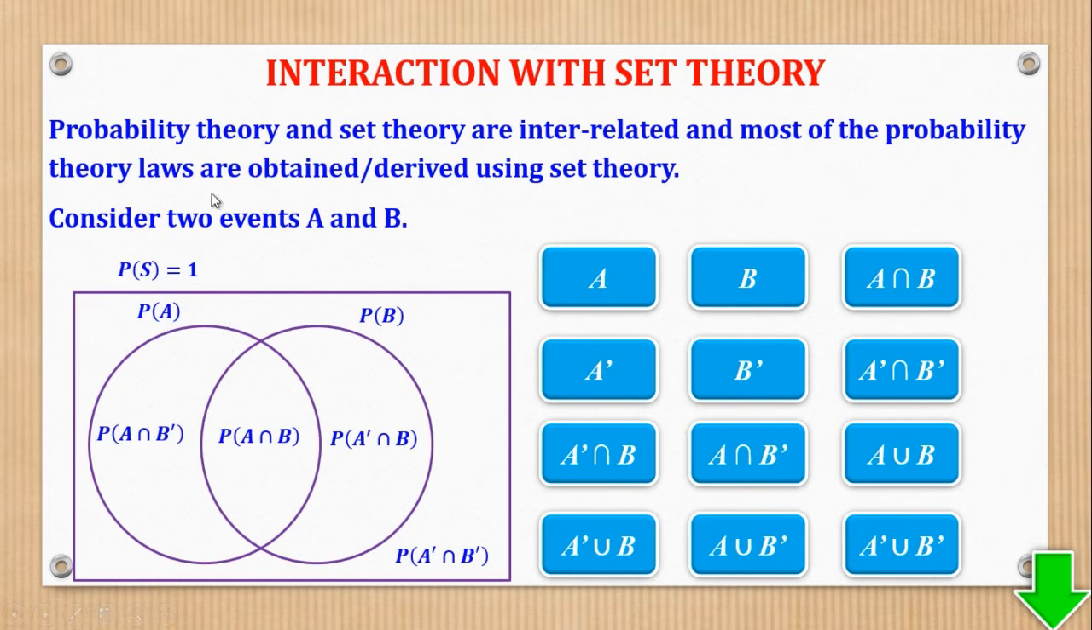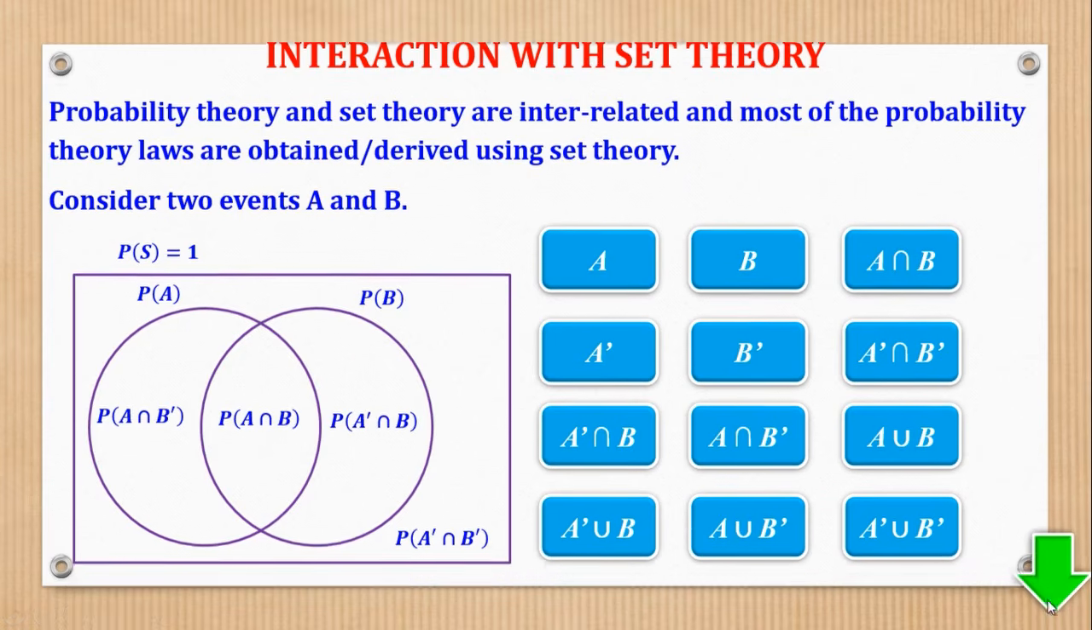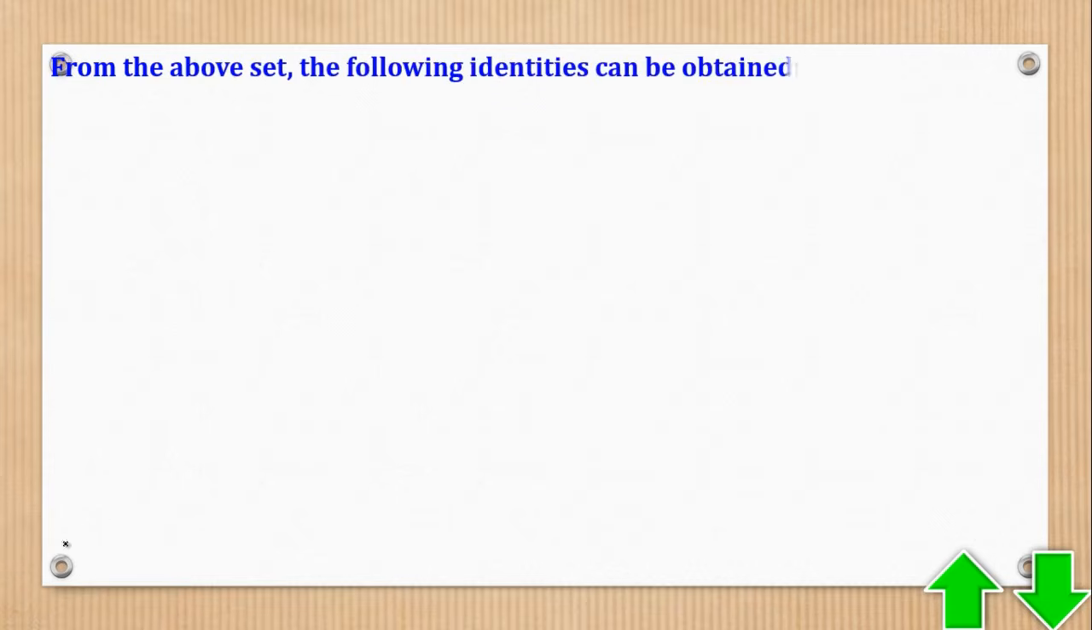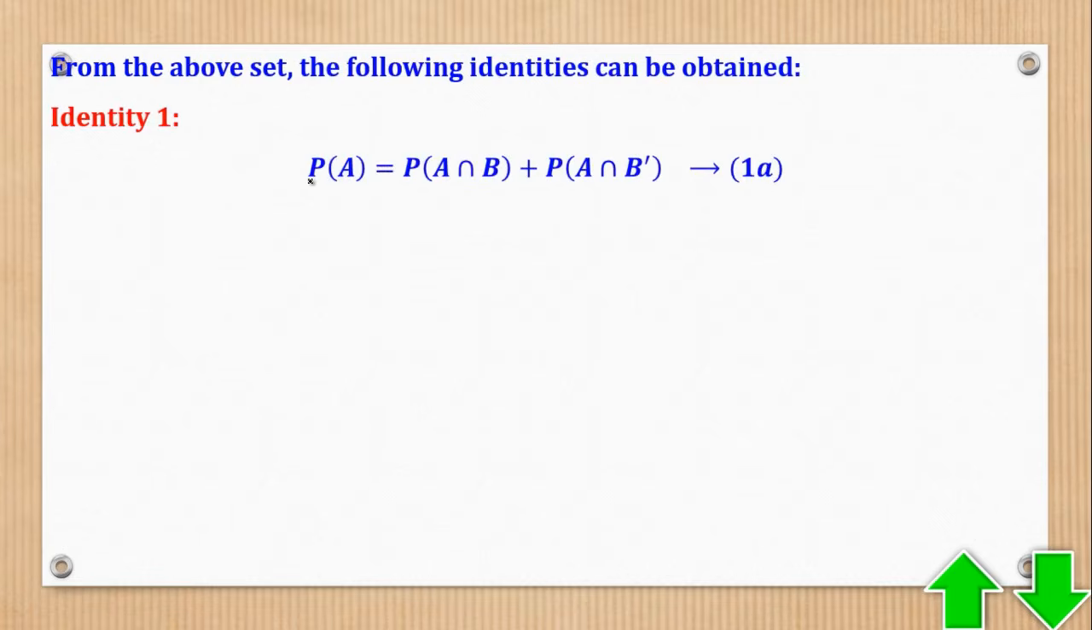Now from here we shall come up with some probability theory laws using this set theory. Let's look at those laws. So from the above set, the following identities can be obtained. One shall realize that probability of A is equal to probability of A intersection B plus probability of A intersection B complement. Let's first look at that.